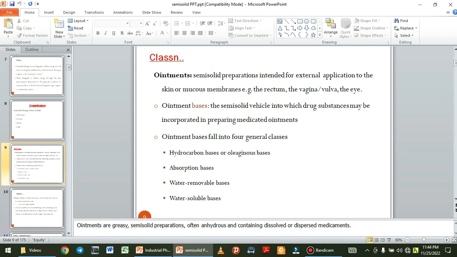In order for the semi solid to diffuse through our skin, one, it should have a high lipophilicity characteristic, because our skin is made of lipoprotein. So it should have a lipophilic part in order to pass through and penetrate our biological membrane.